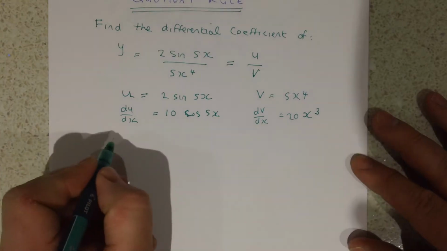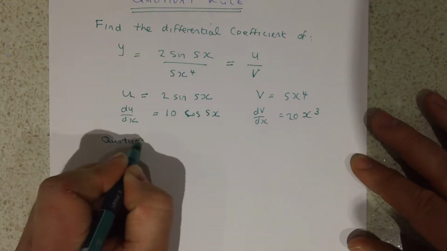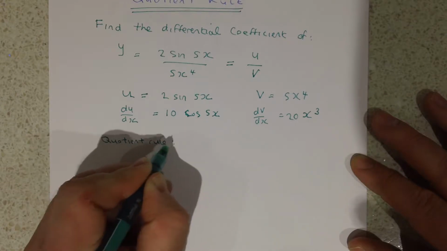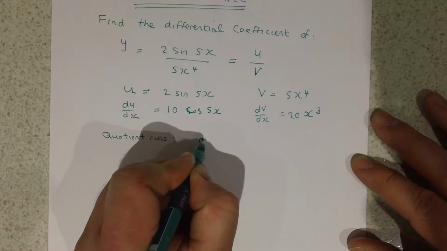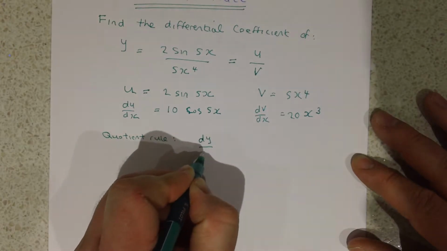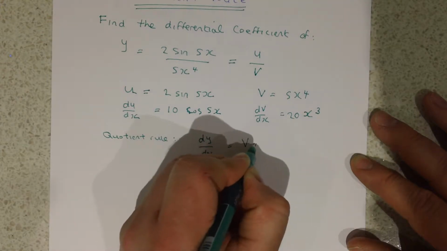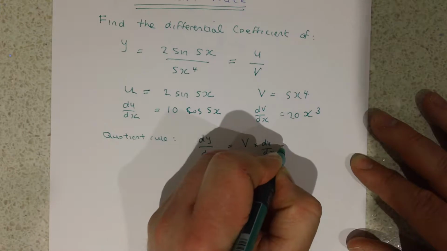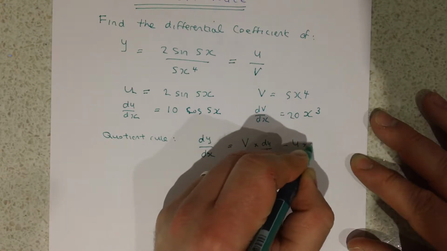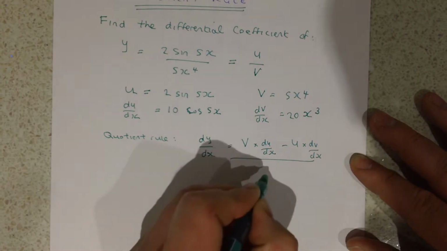We now need to apply the quotient rule. And this rule is used where we have a function divided by another function, as is the case here. So dy by dx is equal to v times du by dx minus u times dv by dx, all divided by v squared.